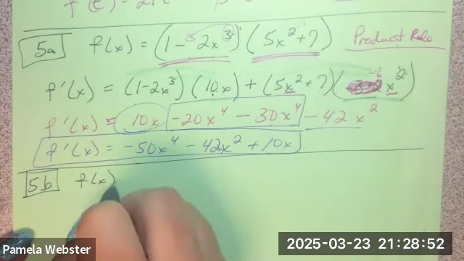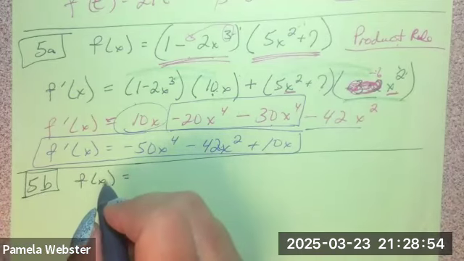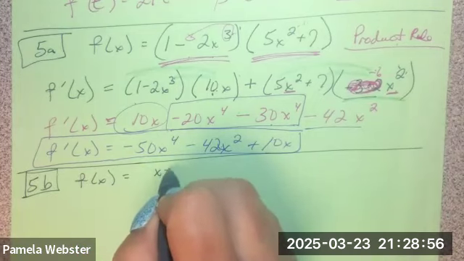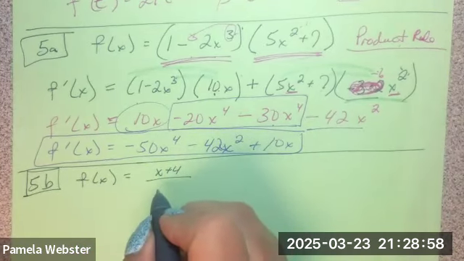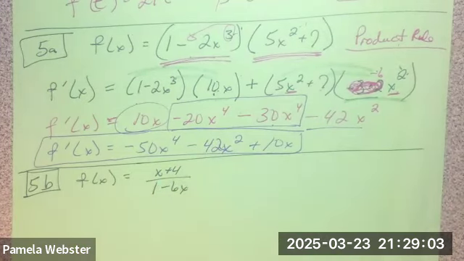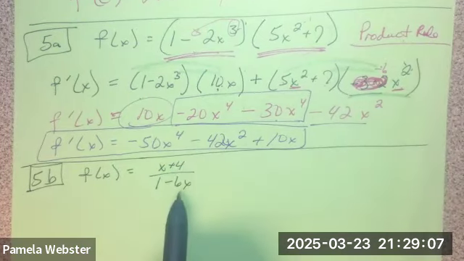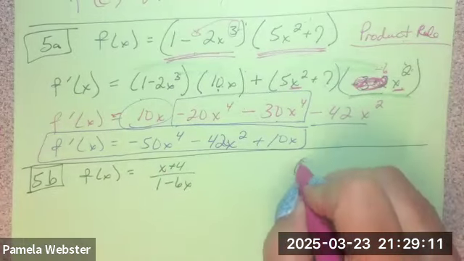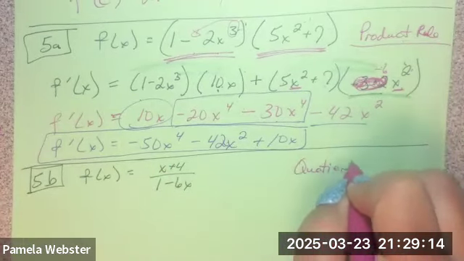5b, f of x equals, I've got x plus 4 on the top and 1 minus 6x on the bottom. And I see here, oh, look, I'm dividing. This guy on the top would be a polynomial. This guy on the bottom would be a polynomial. I can use the quotient rule. Yay.